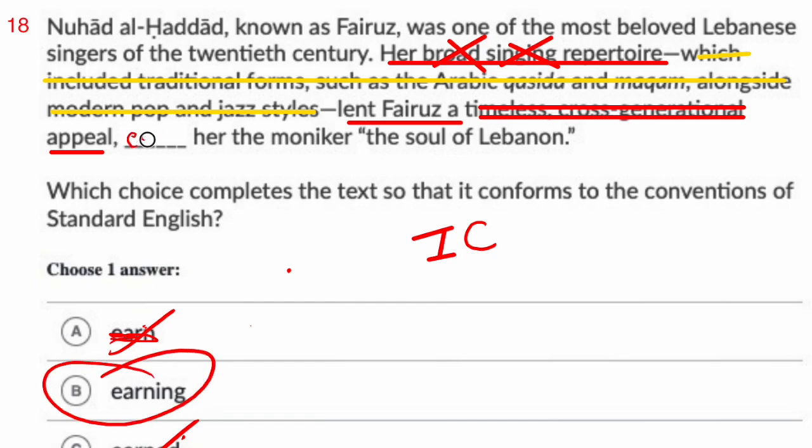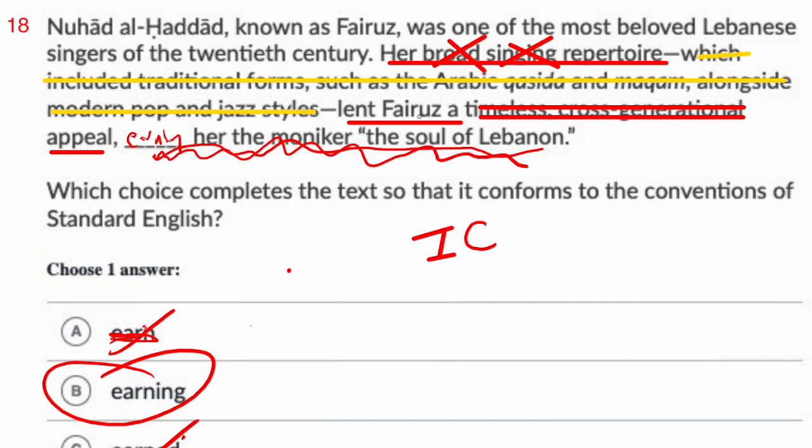So this portion here, earning her the moniker, the Soul of Lebanon. And notice here that we could also call this entire portion a modifier, and that we could have put that at the beginning of the sentence. Earning her the moniker, the Soul of Lebanon, her broad singing repertoire. Well, what earned her that moniker? Maybe it wasn't the broad singing repertoire, but in any event, this portion here is a participle phrase that is describing or modifying something earlier in the sentence.